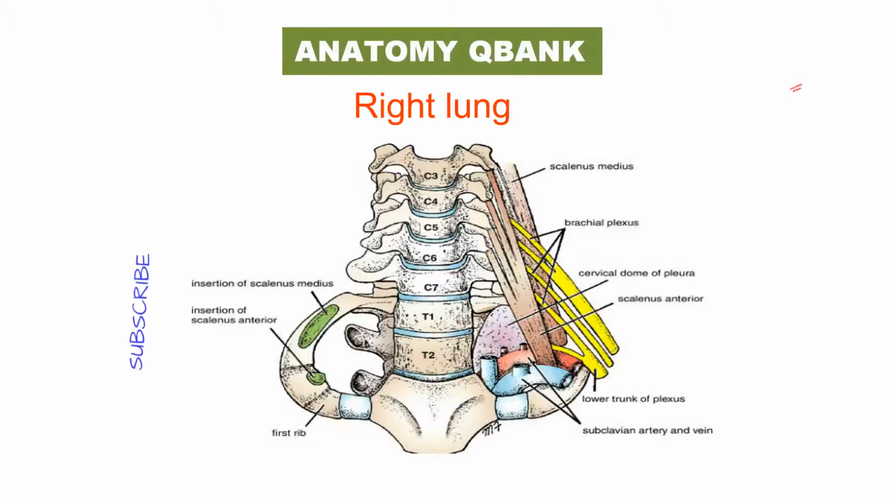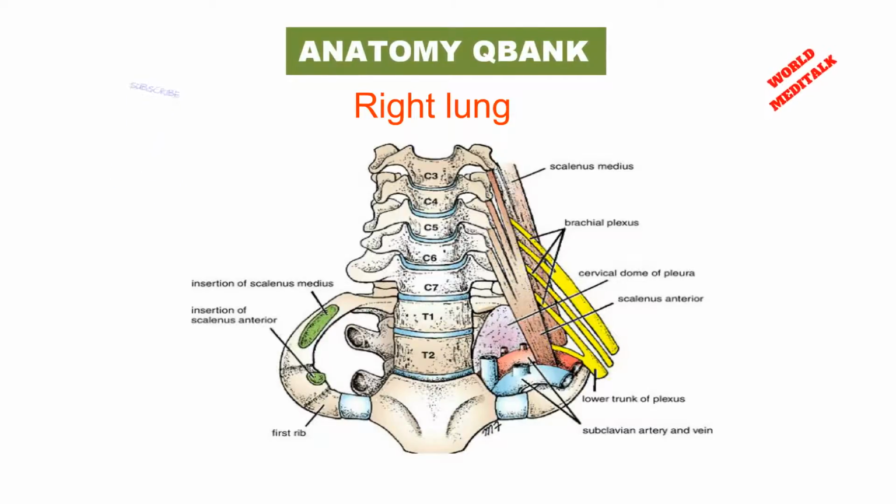The root of the right lung lies behind the superior vena cava and the right atrium, and below the azygos vein. The right main bronchus is shorter, wider, and more vertical than the left main bronchus, and therefore is the route taken by most foreign bodies.